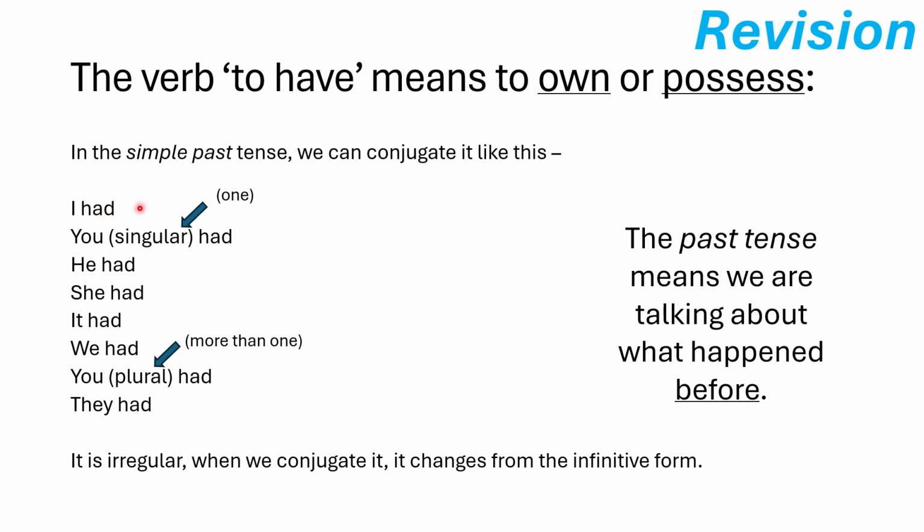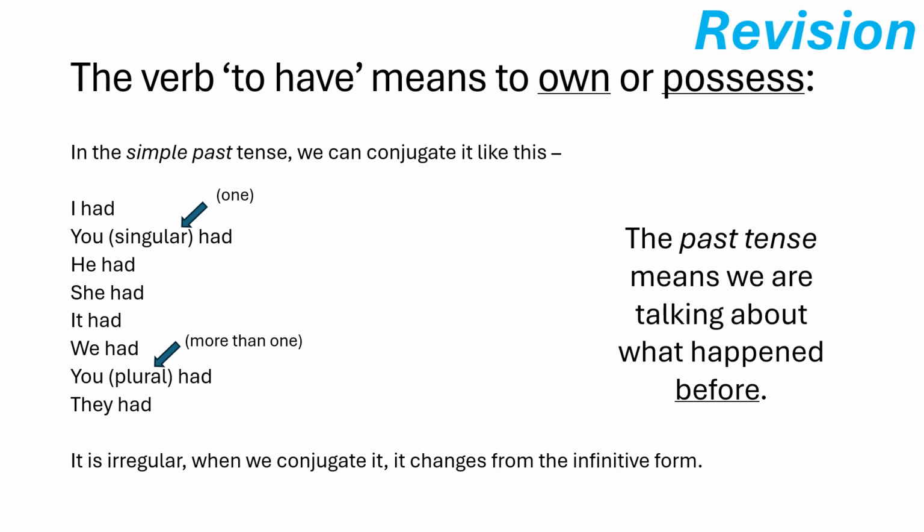I had. You had. This is singular, one person. He had. She had. It had. We had. You had. This is plural, more than one person. They had.